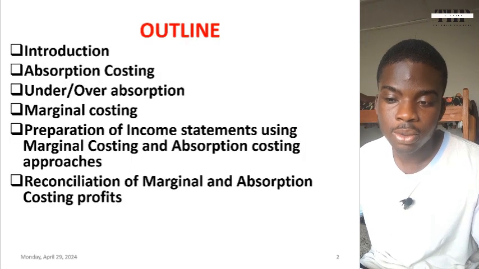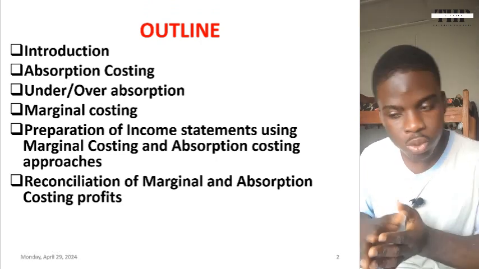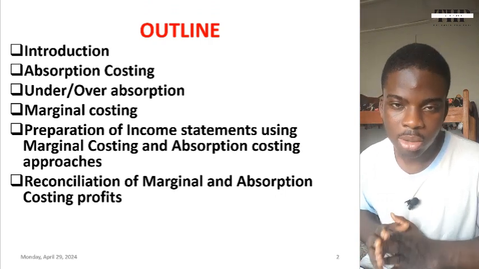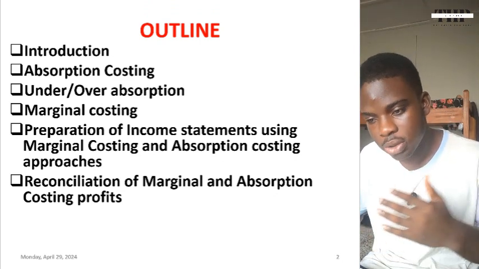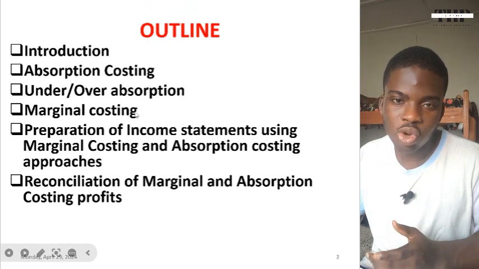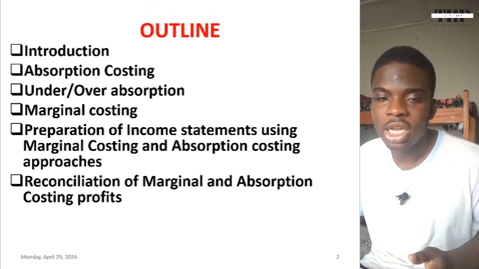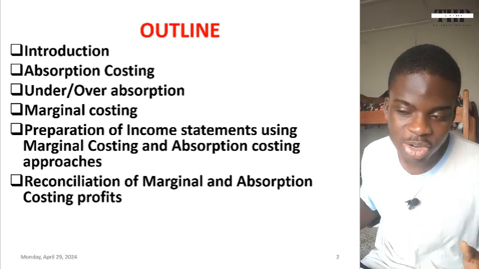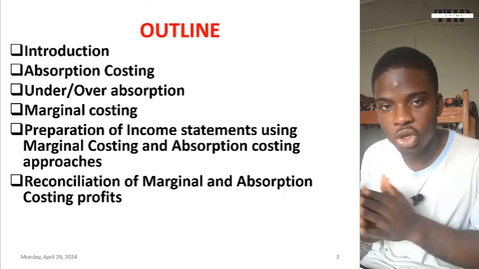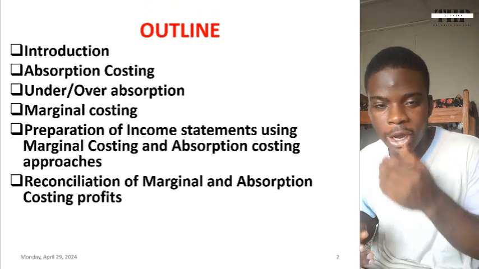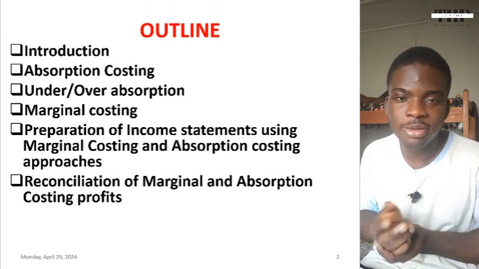Right, so this is the outline for the video. We want to have an introduction, speak about what we are trying to do with marginal costing and absorption costing. We also talk about each of them individually: absorption costing, marginal costing, and also look at a concept known as the over or under absorption of overheads. And we also look at how to prepare our income statement using the two approaches, AC and MC. AC is absorption costing, MC is marginal costing, right? And lastly, we look at the reconciliation of marginal and absorption costing profits.